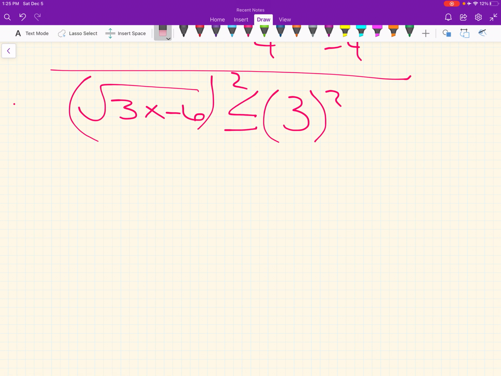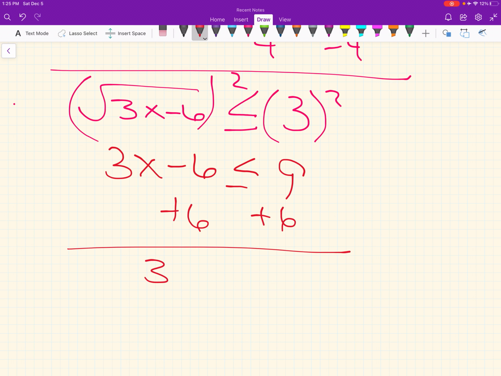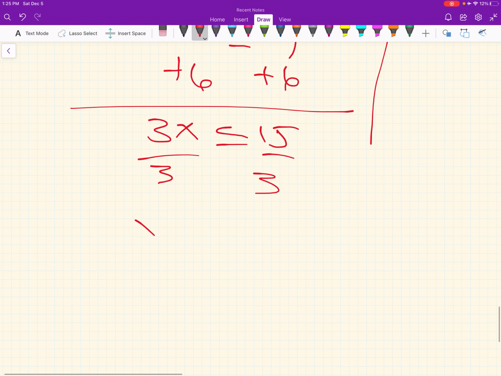So that's going to be 3x minus 6 is less than or equal to 9. Add 6 to both sides. 3x is less than or equal to 15. Divide by 3, and so we have x is less than or equal to 5.